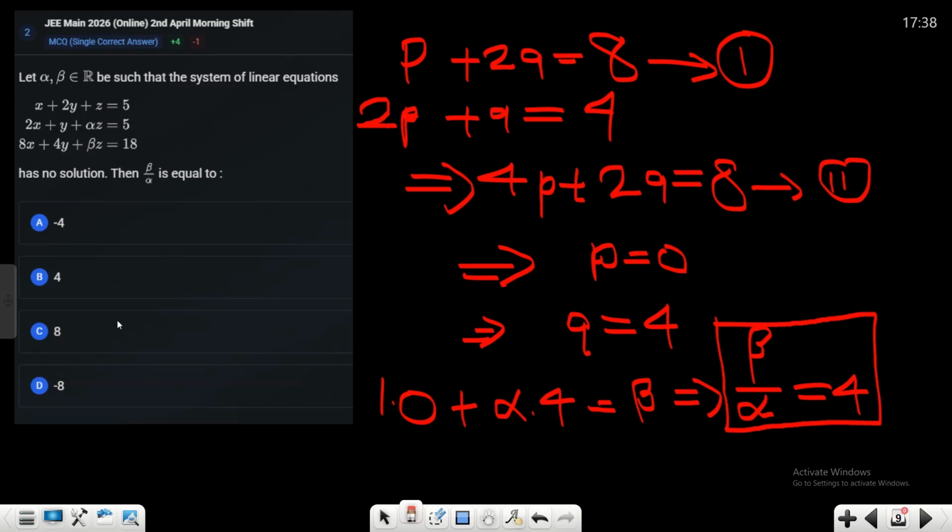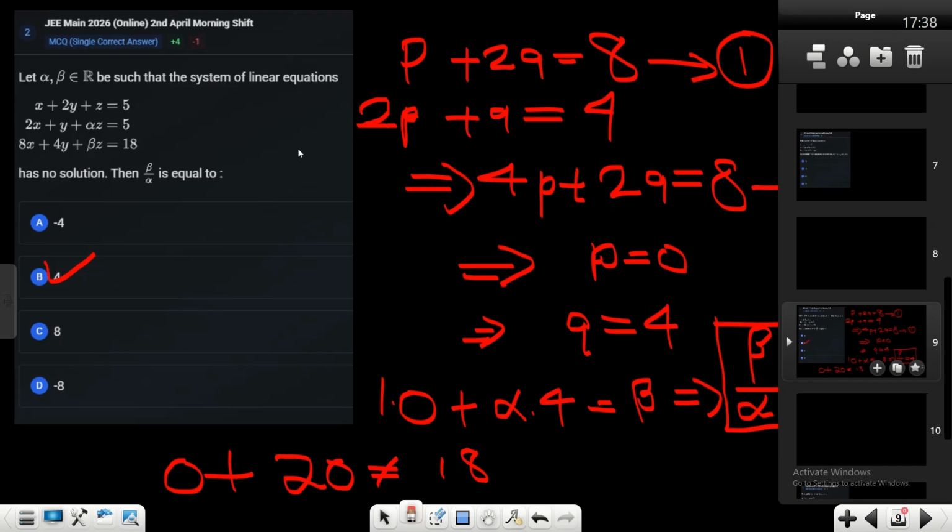Why? Because we also have to check whether the D1, D2, D3 satisfy or not. It should not satisfy. If it does satisfy, then the question is wrong. But let us see. Now 5 into 0 is 0, plus 5 into 4 is 20, and this should not be equal to 18, which is true. So that's why the answer of beta by alpha is 4. Option B is correct. Okay, so I have discussed the PYQ for no solution.